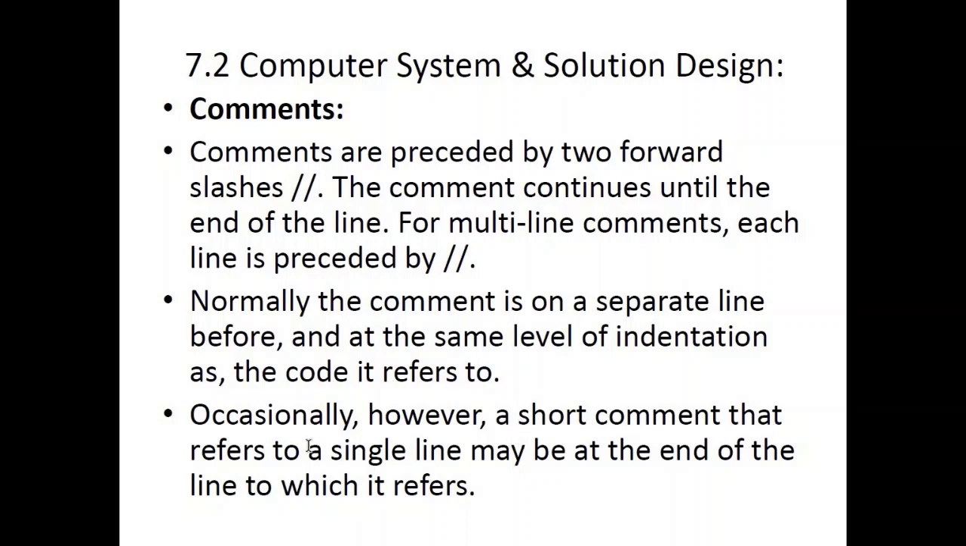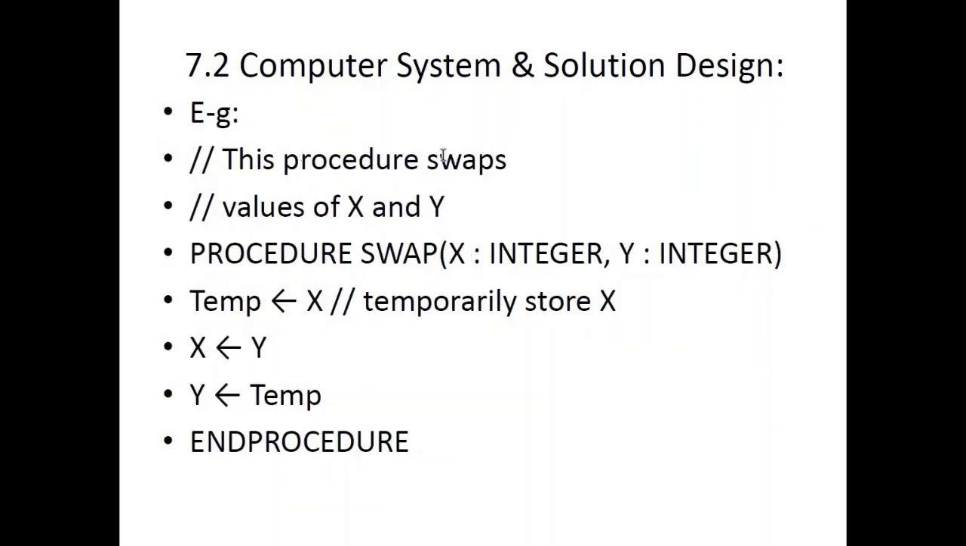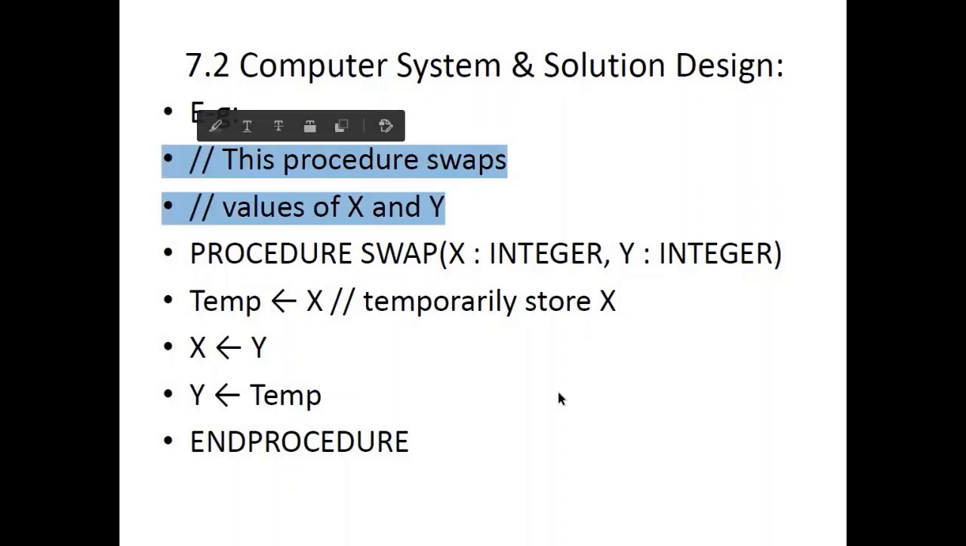Occasionally, however, a short comment that refers to a single line may be at the end of the line to which it refers. For example, while explaining a formula. For example, this is a comment. Now, these lines are not processed by the interpreter or compiler, or what you can say your IDE. They are just in the back end of the source code, and they are not displayed to the actual user.